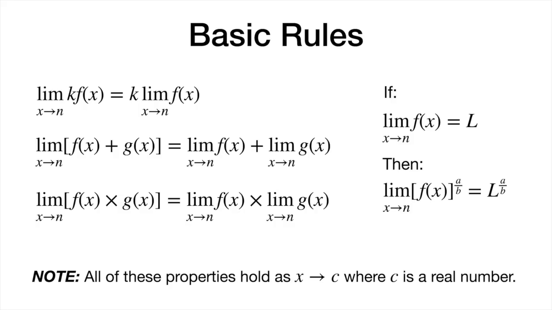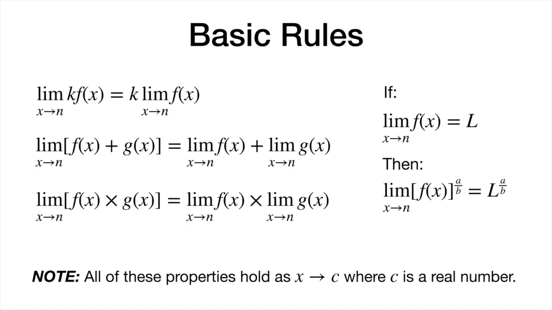Now on to some basic rules about limits. The constant rule: the limit of a function multiplied by a constant k is equal to k multiplied by the limit of the function. The addition rule: the limit of the sum of two functions is equal to the sum of the individual limits of each function. The product rule: the limit of the product of two functions is equal to the product of the individual limits of each function.